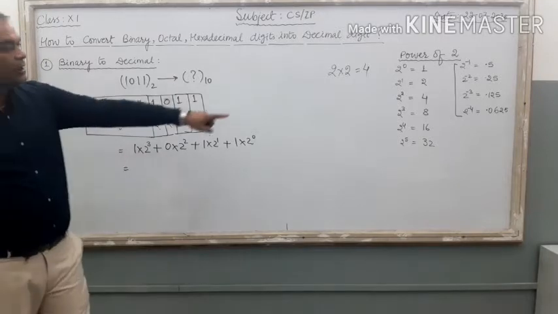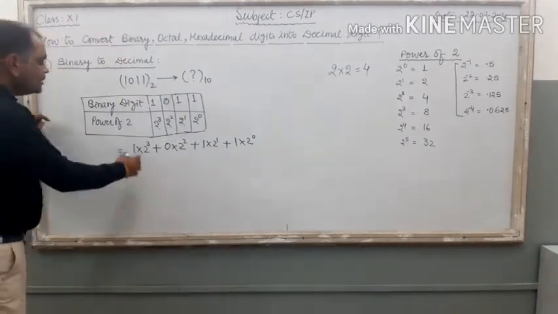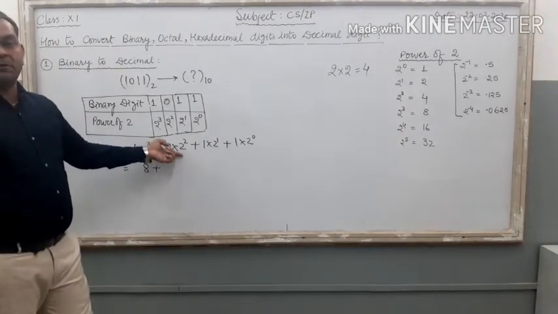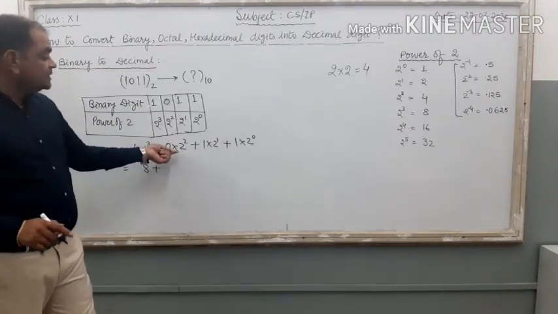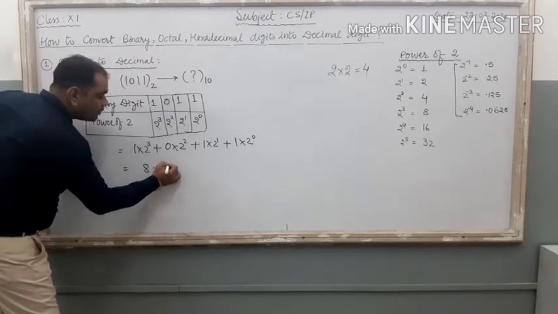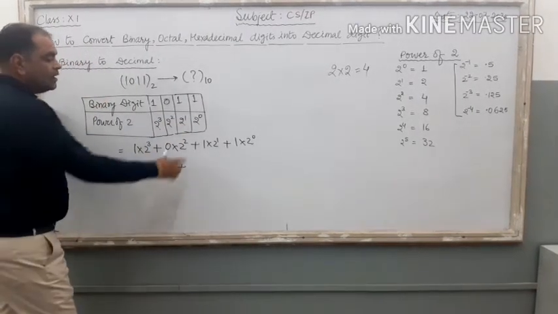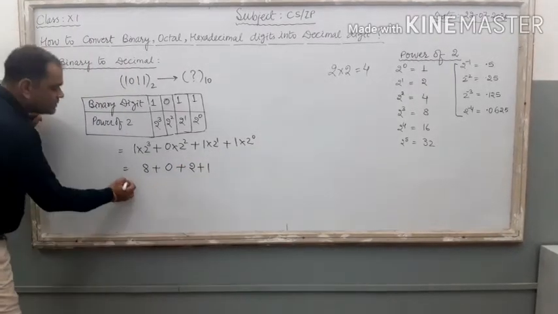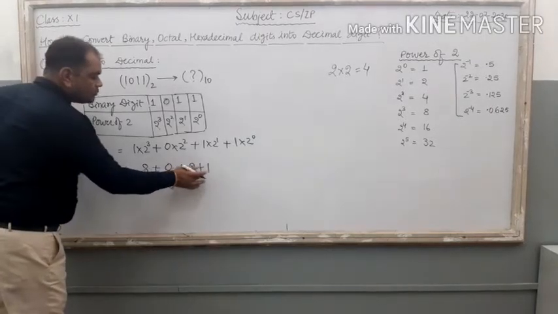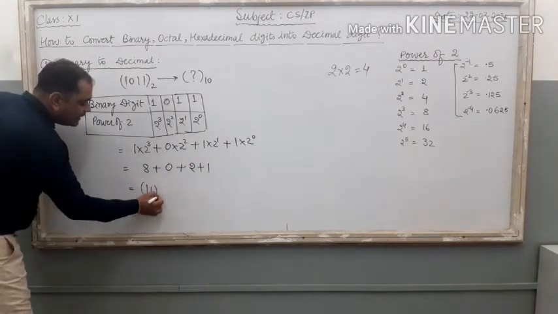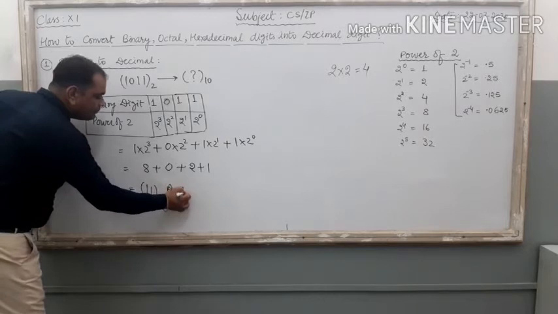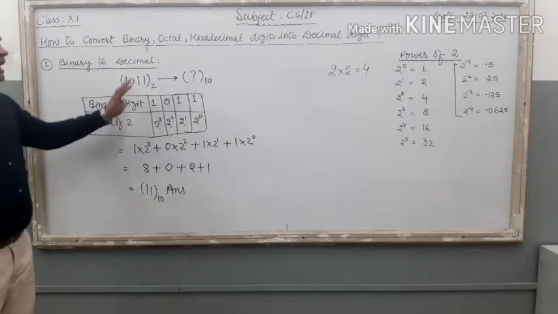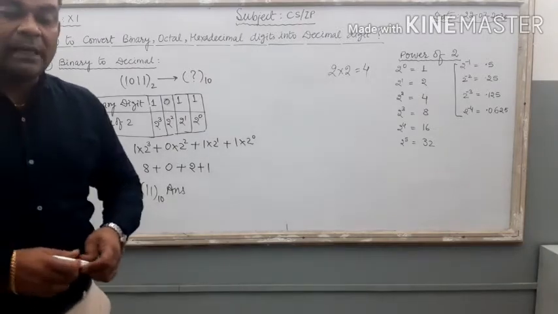2 raised to power 3. What is the value? 2 raised to power 3, it is 8. So I just write 8 over here plus 0 into 2 raised to power 2. 0 means the overall calculation, the overall equation, it goes 0. 1 into 2, it is 2. Then here it is 1. Now just add these one. 8 plus 2, 10 plus 1, 11. The result, it is 11 in the decimal number format. Clear all? So this is the process by which we can convert a binary number into its decimal equivalent.